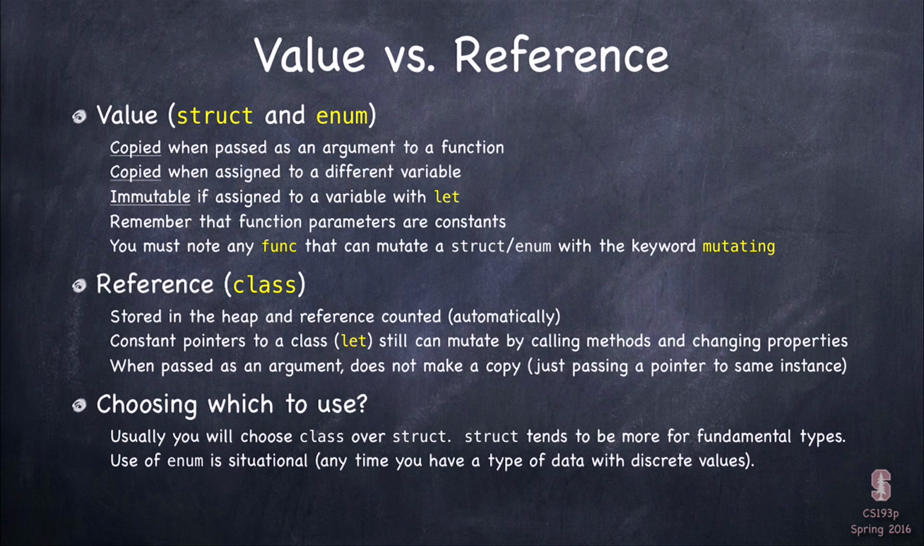Struct is going to be used for more fundamental types, things like strings and doubles and ints and arrays and dictionaries, and also for drawing points and rectangles. You see what I'm saying? Smaller things that are self-contained, that it makes sense to copy by value, that you want the value semantics. That's going to be your primary reason for choosing struct: you want value semantics when you're passing this thing around. Otherwise, you're going to choose classes. Anything big is almost certainly going to use a class. All right?